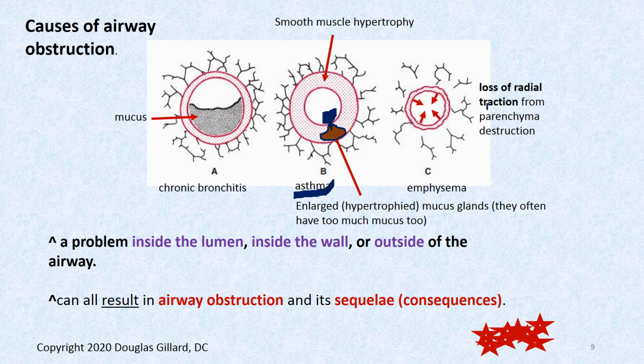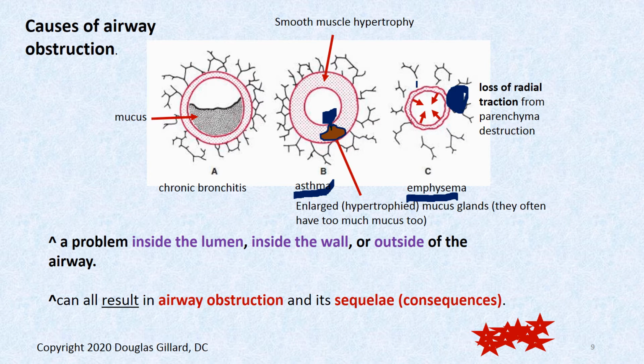Now, a problem outside of the pipe, it could be a tumor pushing in, but it also can be this concept of radial traction loss. And I'll save that. We have slides on that, so we'll talk about that. But emphysema is classic. And just the bottom line, emphysema destroys the parenchyma of the lung. It doesn't attack the tube itself, but it destroys the parenchyma.